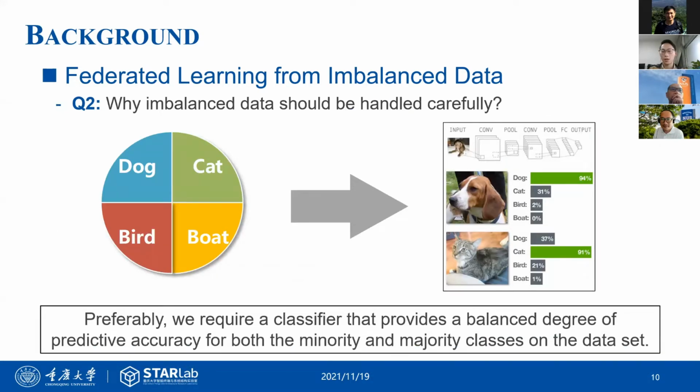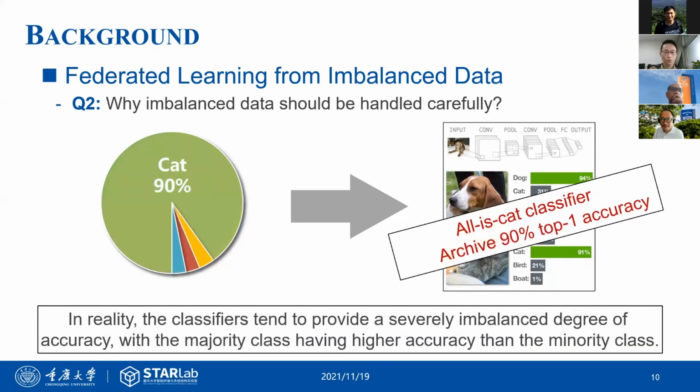The second question is, why should imbalanced data be handled carefully? This is because we require a classifier that provides a balanced degree of predictive accuracy for both minority and majority classes in the dataset. But we find the classifier tends to provide a severely imbalanced degree of accuracy, with the majority class having higher accuracy than the minority class. Suppose that 90% of the training samples are labeled CAD, a classifier can achieve 90% accuracy by a naive always-CAD classifier, rather than learning the patterns of the training samples.